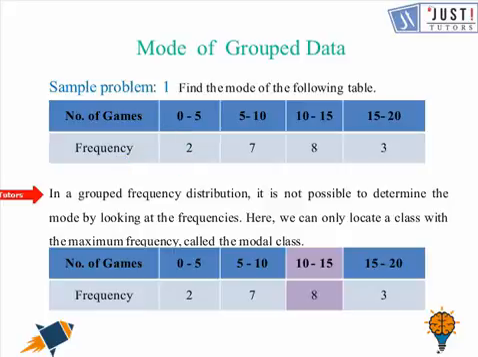However, in a grouped frequency distribution, it is not possible to determine the mode by looking at the frequencies alone. Here we can only locate a class with the maximum frequency, called the modal class. So we need to look at the table again, and the highest frequency here is 8. So we can work that out. The modal class is 10 to 15 with frequency 8.